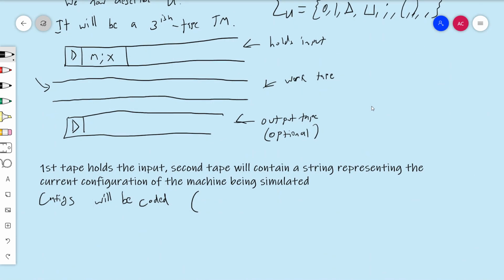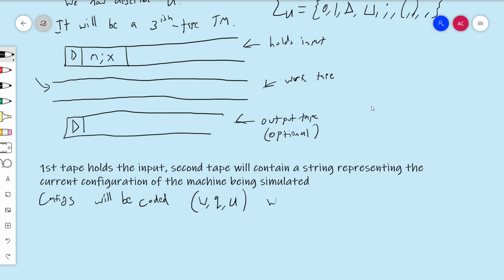So configurations will be coded like this: W, Q, U. And remember, every symbol is a number that's coded as a binary string, and all of them are the same length. So when I say W and Q are strings, what I really mean is that they're big strings of zeros and ones.